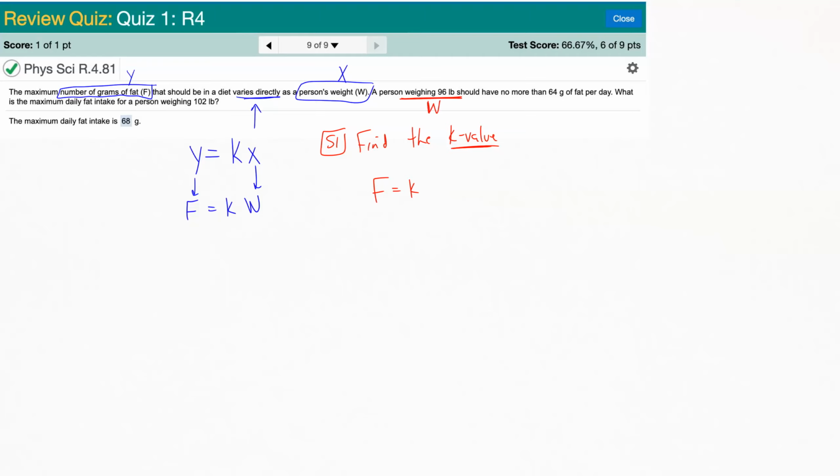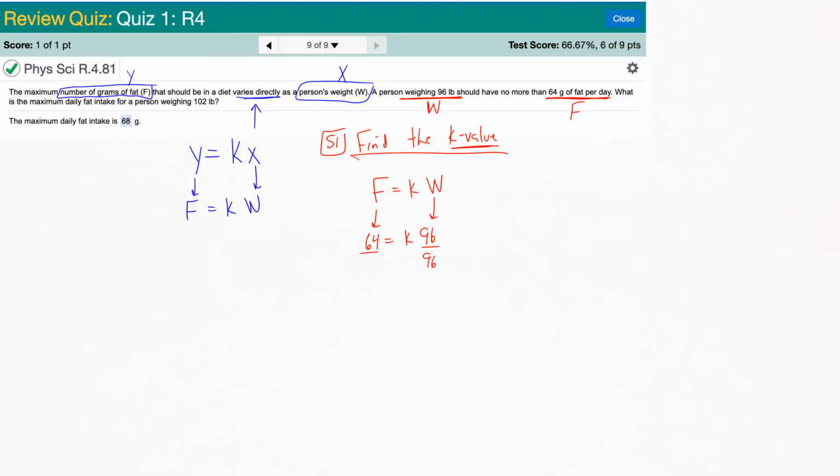My w down here looks like an n. I should make that more clear. And can have no more than 64 grams of fat per day. And again, that's why knowing the letters as opposed to y and x is a little bit better here, because that tells us that the f piece is going to be 64 equals k, and then the w that we have is 96. So the first part of this problem, again, is to find the k value.